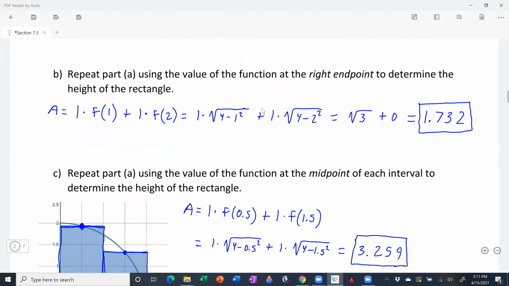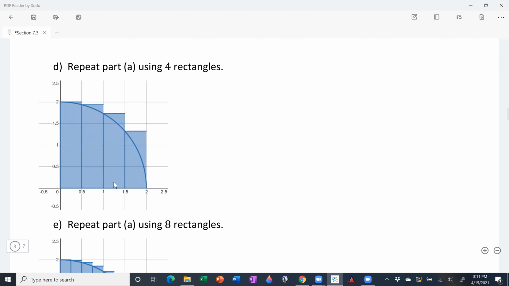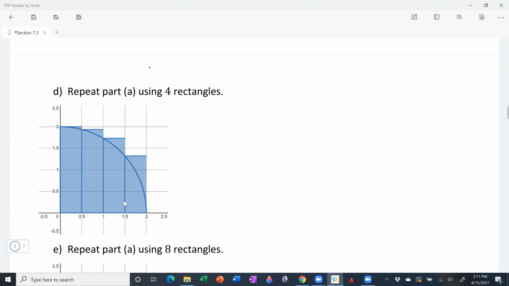And again, I recommend that you get a little bit of a drawing going for yourself. I generated these with Desmos to help us out. So part A, for part D and part E, we're using left endpoint. Okay, so left endpoint.